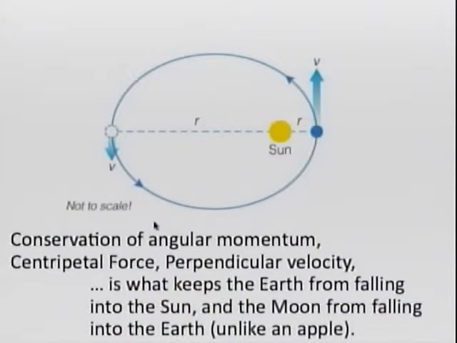So what keeps the Earth in orbit around the Sun, and what keeps the Moon in orbit around the Earth, is the conservation of angular momentum, or centripetal force, the fact that there is a perpendicular velocity, okay? That's what keeps the Earth from falling into the Sun and the Moon from falling into the Earth, unlike an apple. If you did give the apple a good push to the left, high enough, it would keep falling and never reach the ground.